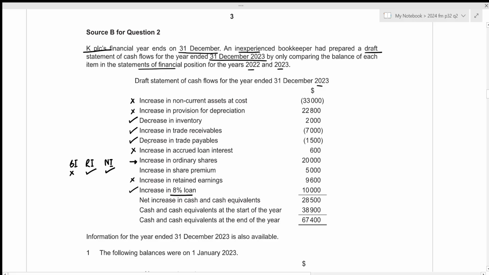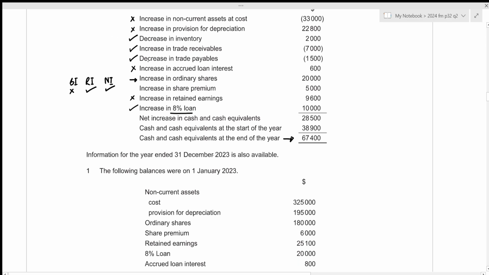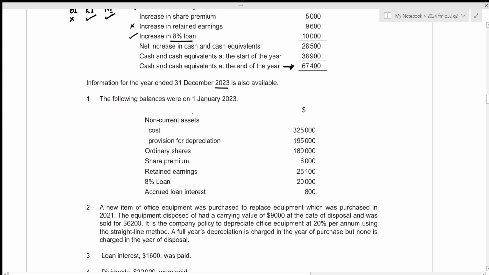Then we calculated the net increase in cash and cash equivalents, added it to the opening balance of cash and cash equivalents in order to get the ending balance of the cash and cash equivalents. Now, information for the year ended 31st December 2023 is also available. The following balances were on 1st January 2023. So all of these will be our opening balances.